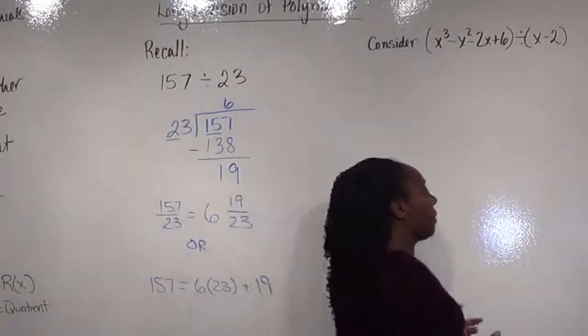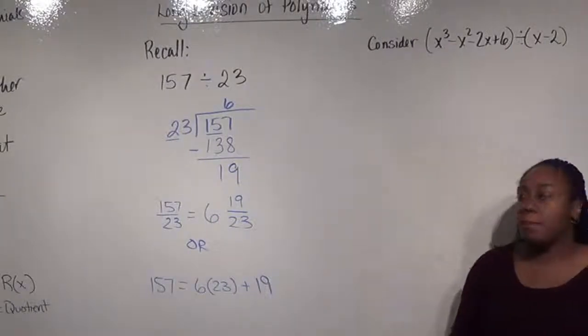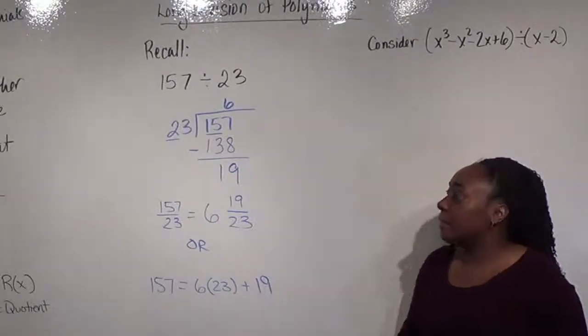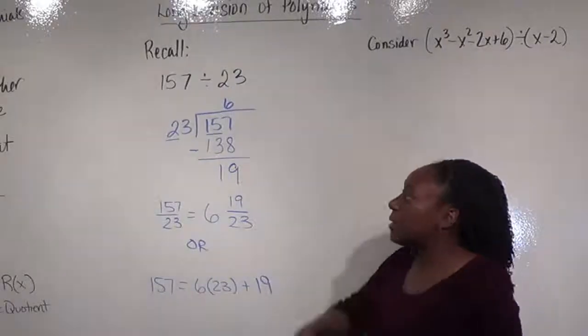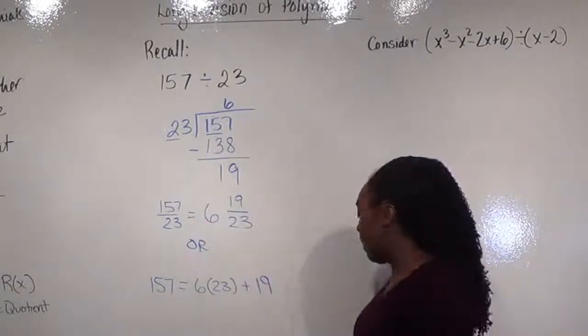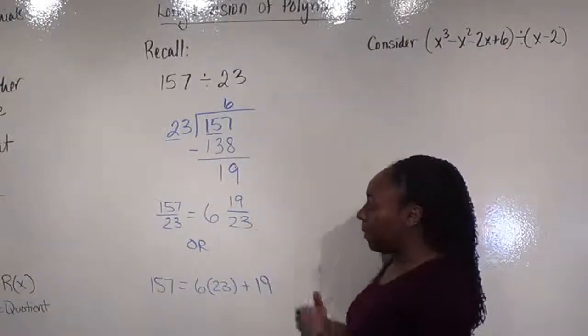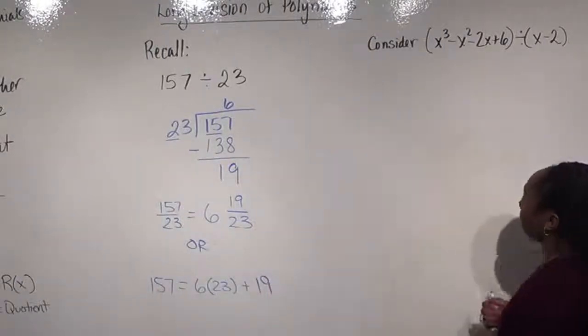Now with polynomials, the idea is exactly the same. The difference is that instead of having just the numbers to work with, I now have terms. So there are pluses and minus signs that are going to show up in my divisor as well as my dividend. And so things, like I said, work similarly, but there are some differences that we're going to see.